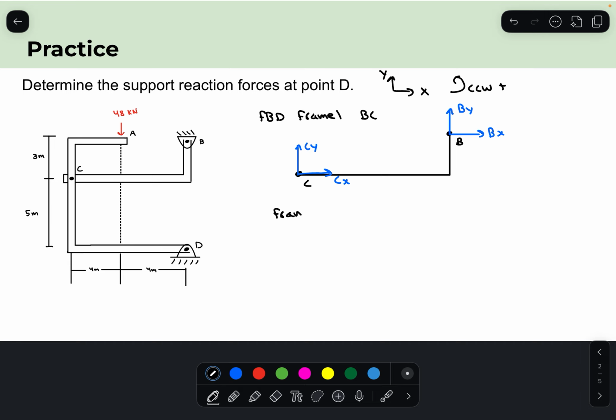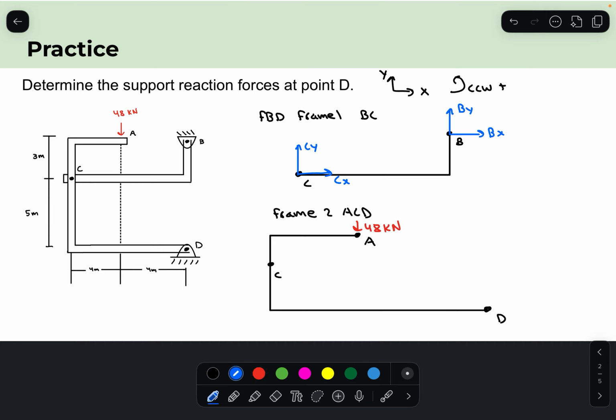So now we can move on to frame 2, which is ACD. It's going to look like this C structure here. Point D, point C, and then point A. Okay, so we have that 48 kilonewton load at point A. We have pin C again.